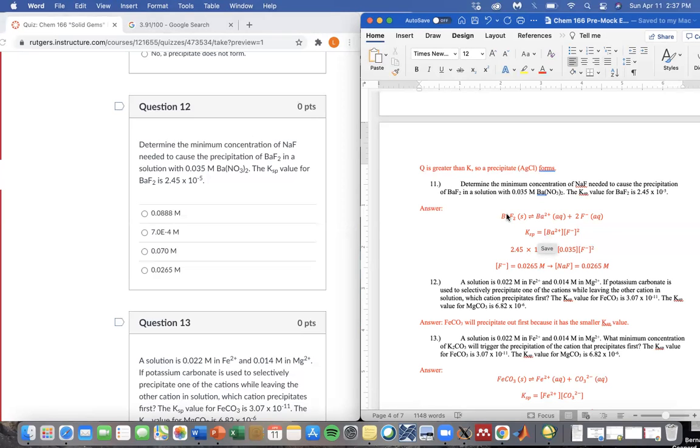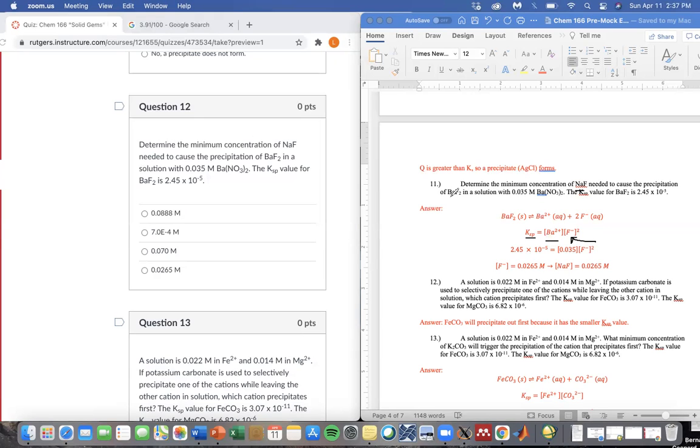To be more clear about that, we have our KSP value, we have our Ba2 plus value, but what we need to find out is our F minus concentration that would be needed to reach this KSP, and then you would use that to figure out what your NaF concentration was.